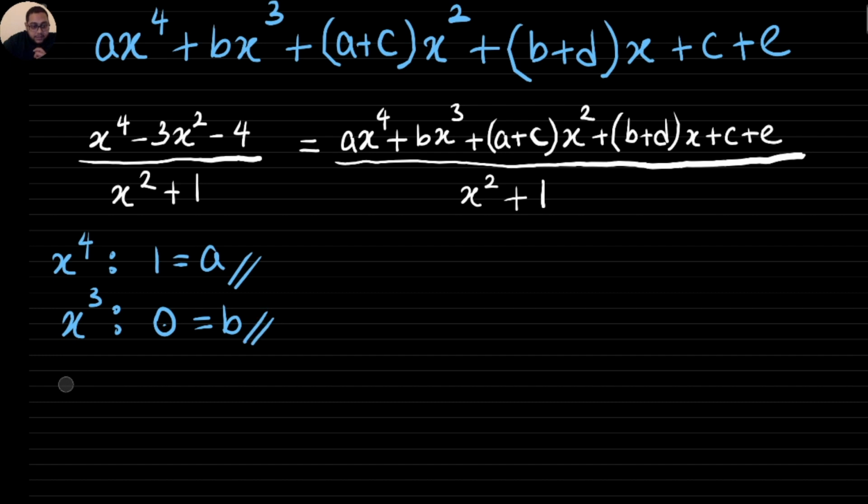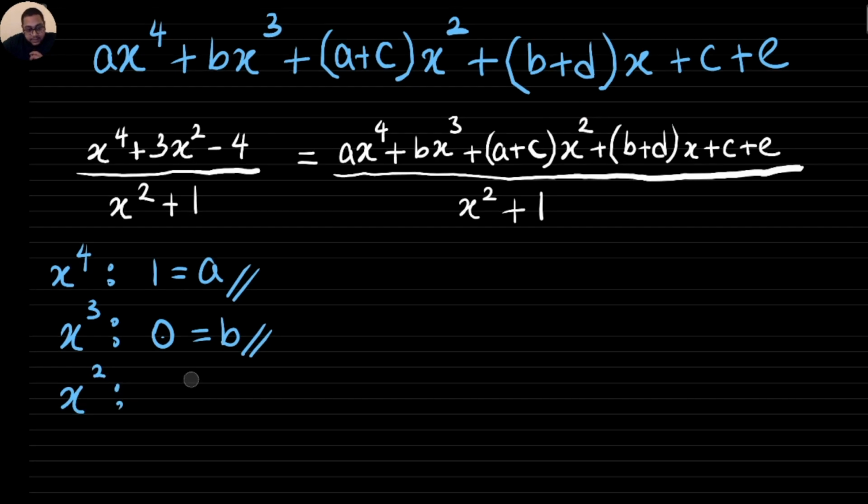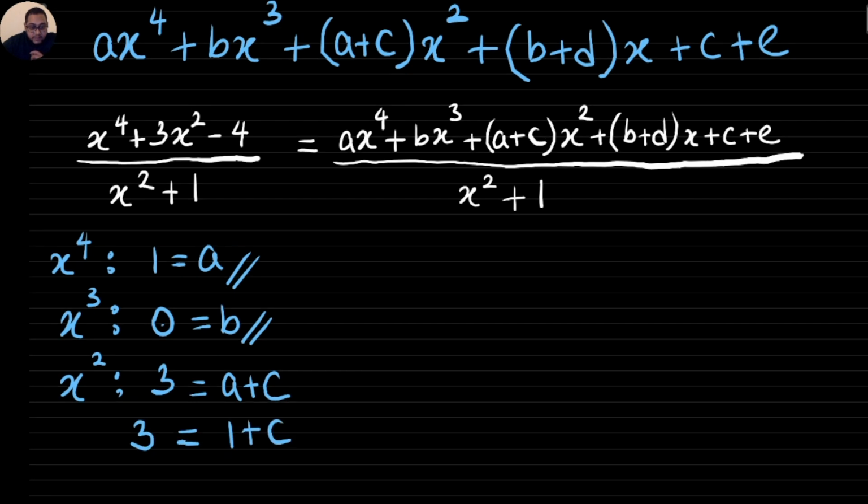Moving on to x to the power of 2, the coefficient of variable x squared on the LHS is positive 3, and on the RHS we have a plus c. The value of a would be equal to 1, hence we have 3 equals 1 plus c. I can now find the value for c, and that will be c equals 3 minus 1, that is equal to 2. When considering the variable of x, we have no values on the LHS, and on the RHS we have b plus d.